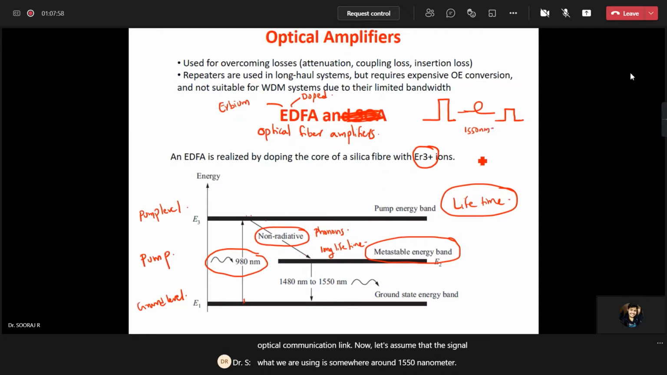So you have a 1550 nanometer signal which is passing through an optical fiber, and imagine that this is an optical fiber amplifier. This is an EDFA, and this is the one which is going to amplify the optical signal, and we are going to see how it amplifies. So imagine that the incoming signal is very weak in nature, and the signal wavelength is, let's say, 1550 nanometer. In fact, this amplifier operates only near 1550.